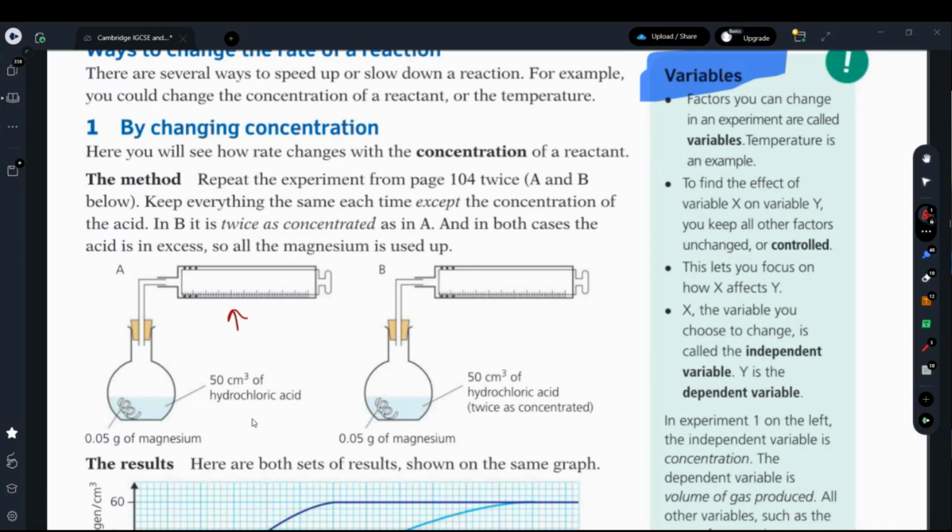But look at the concentrations of hydrochloric acid. In the first case, you have taken 50 centimeter cube of some concentration of hydrochloric acid. Look at the second one. The concentration is twice in this case. So what do you expect? You would expect that the reaction in the second case will be faster. But how about the rate of reaction? How fast would be the rate of reaction?